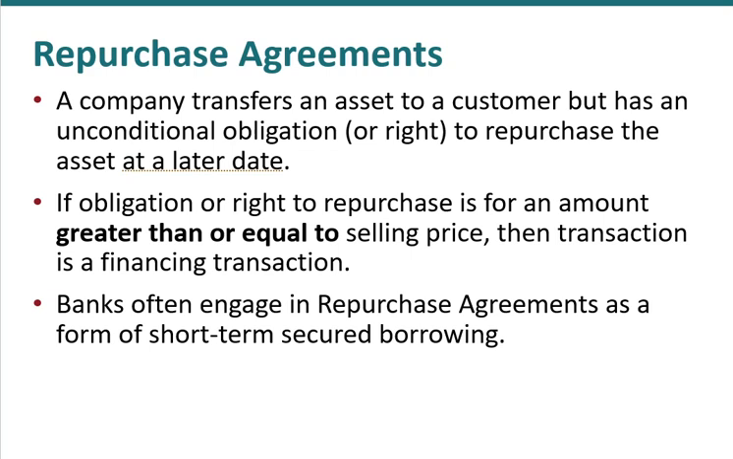Banks will often engage in repurchase agreements as a form of short-term secured borrowing, and the type of collateral that's typically involved is the buying and selling of treasury bills. I'll sell you a treasury bill today for $990 and promise to buy it back tomorrow for $1,000. I've just committed to paying $10 in interest.